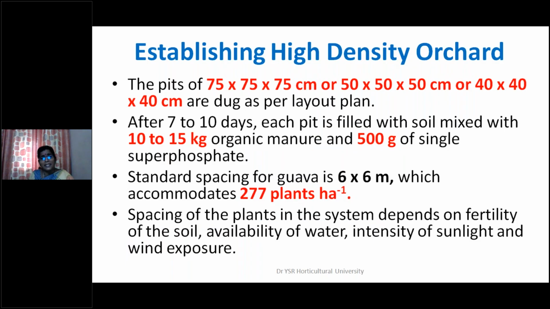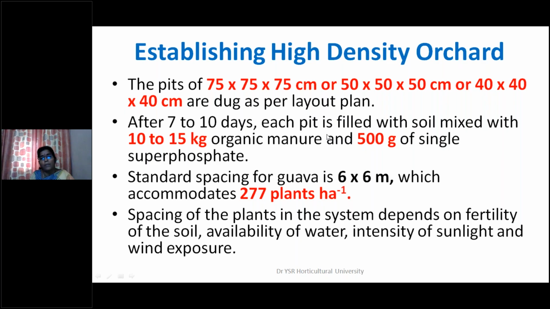Then coming to the pit size. As the density increases, that means as more number of plants are accommodated in a unit area, the pit size also decreases. In the traditional method of planting, the pit size may be 75 centimeters in all directions, that is length, breadth and depth. Whereas for high density and ultra high density plantings, you can go with 50 centimeters or 40 centimeters size pits.